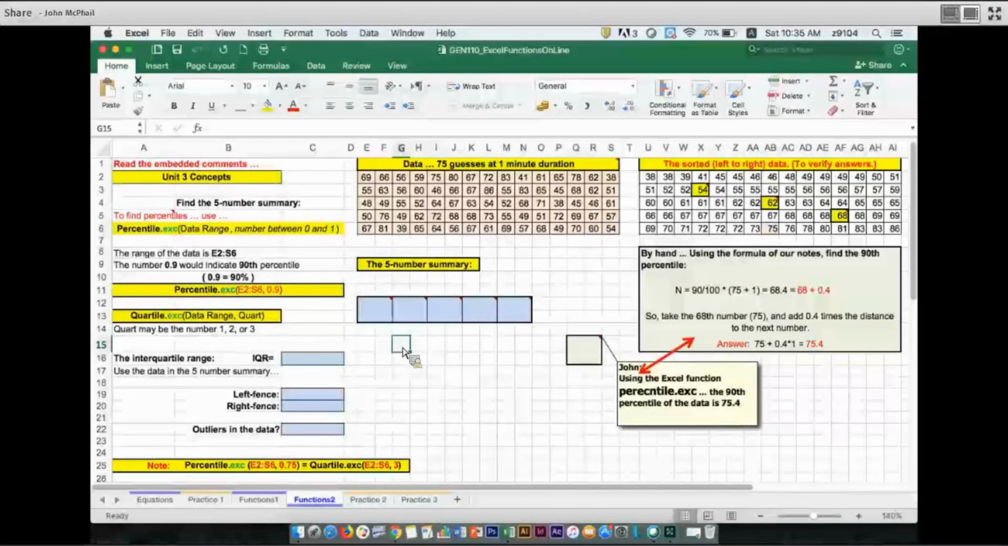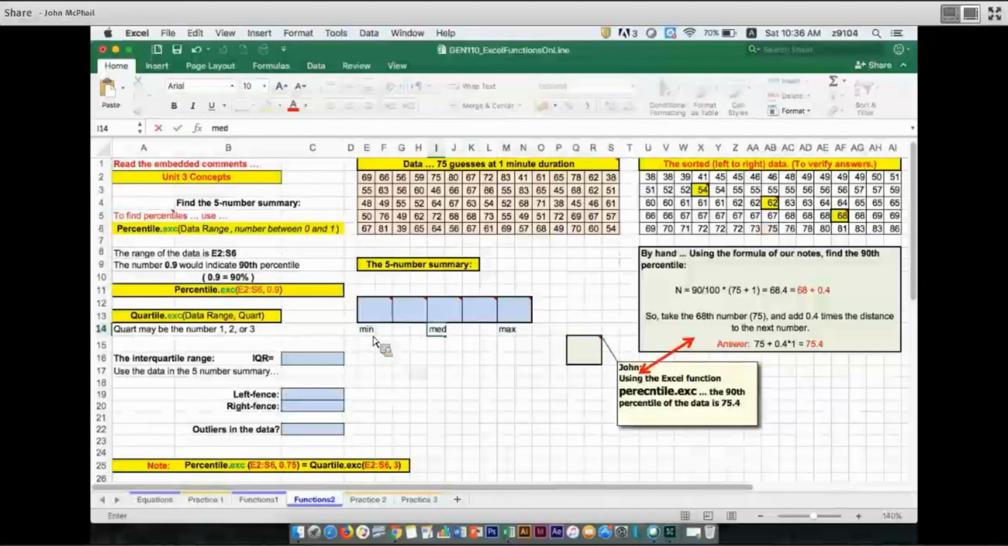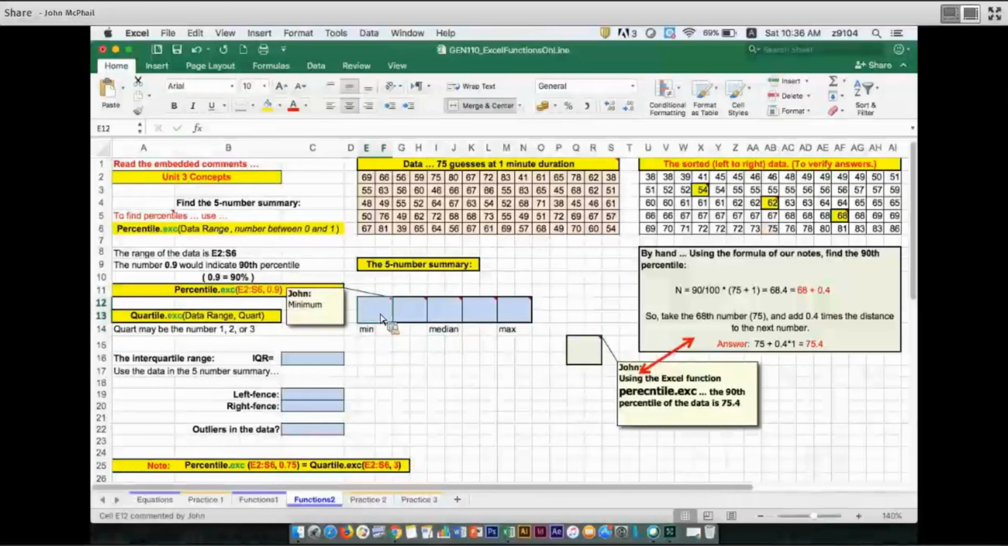This is our Functions2 tab in our Excel worksheet. It contains Unit 3 concepts. Our Unit 3 described a 5-number summary of some data. The 5 numbers included the smallest number in the data, the largest number in the data, and the middle number, or the median. These numbers we were able to compute before in the Functions1 tab of this worksheet.